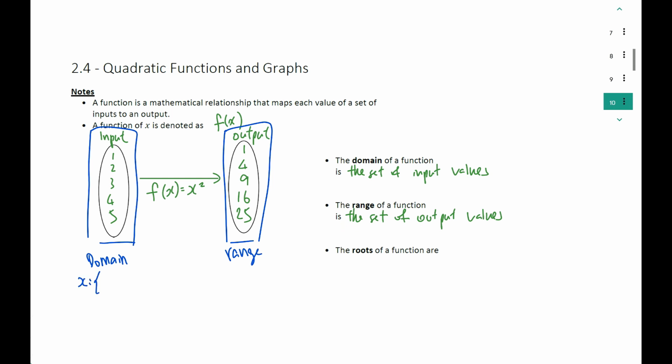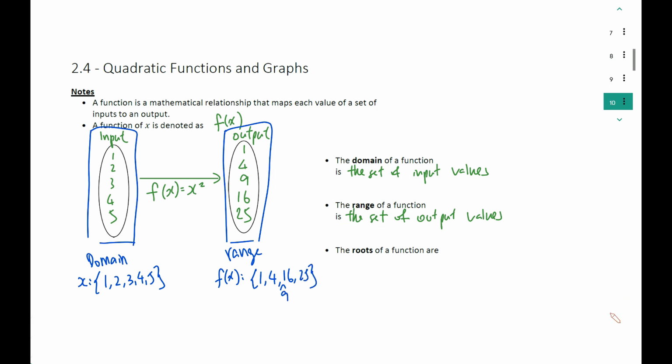So the domain could be 1, 2, 3, 4, 5 in here, and the range we'll call y or f of x. Let's use f of x. So f of x is 1, 4, 16. Oops, I forgot the 9 and the 25.